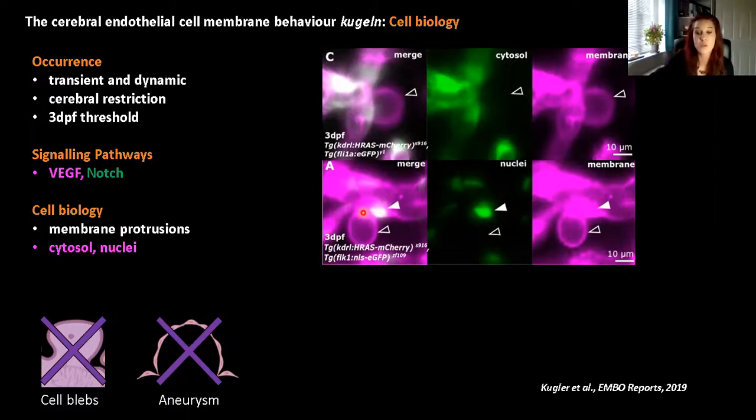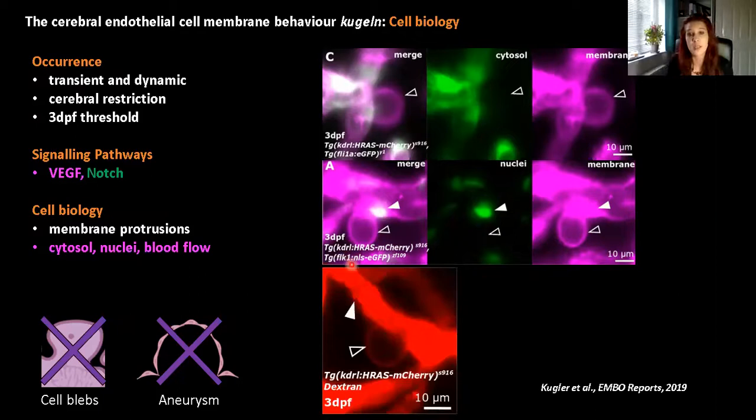And this was actually confirmed when we looked at blood flow. We can do this by injecting dextran into the bloodstream. Here we see a filled blood lumen, but there is no dextran inside Kugel. This, together with various other experiments, really showed us that blood flow is not the driving factor of Kugel formation, and therefore they're really different to aneurysms.